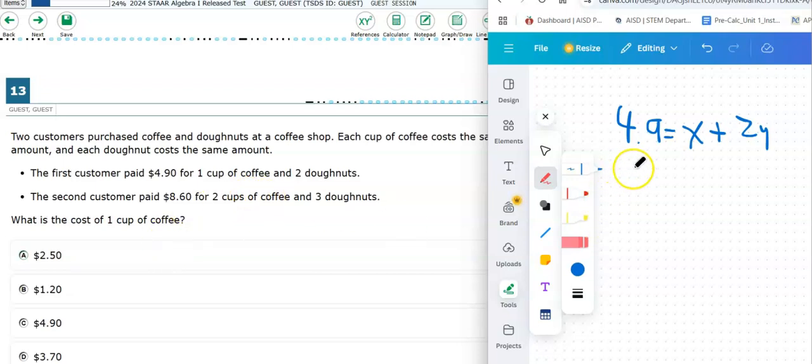Second customer paid $8.60, so that is 8.6 is 2X and 3Y. All right. Now I have to solve for a cup of coffee. I have to solve for X.